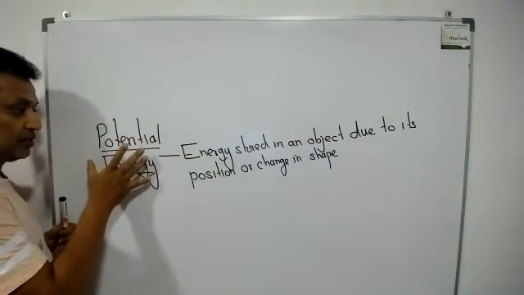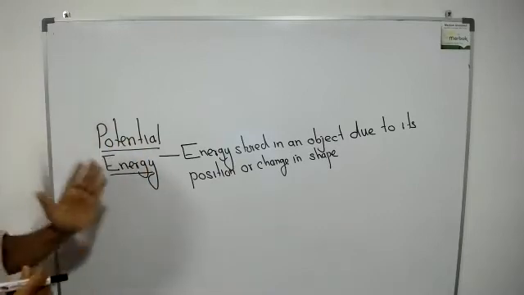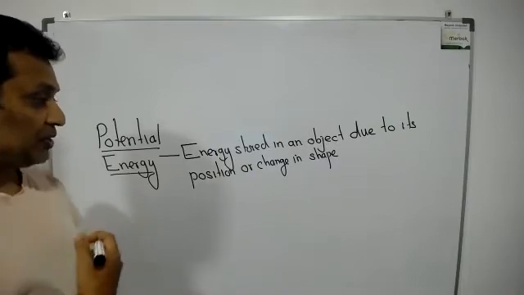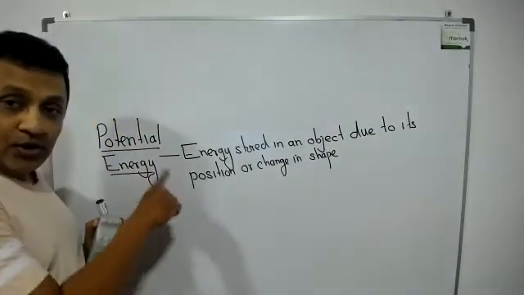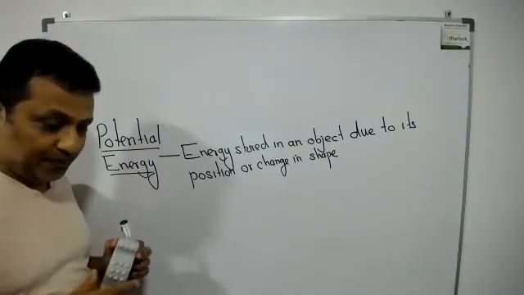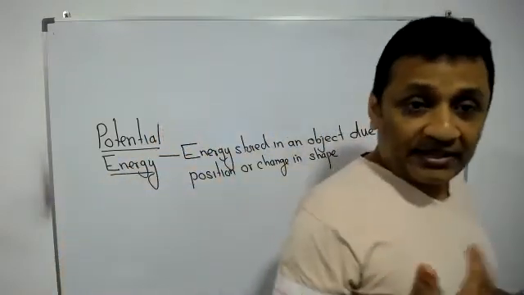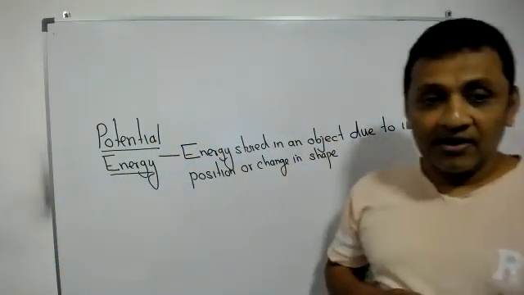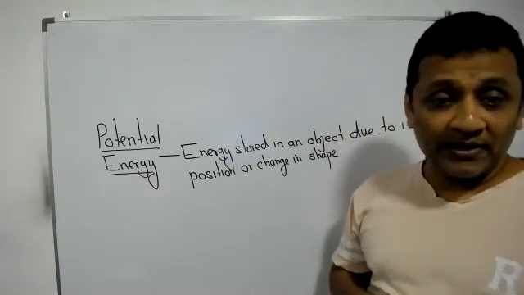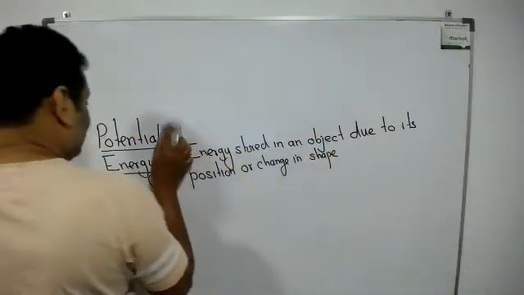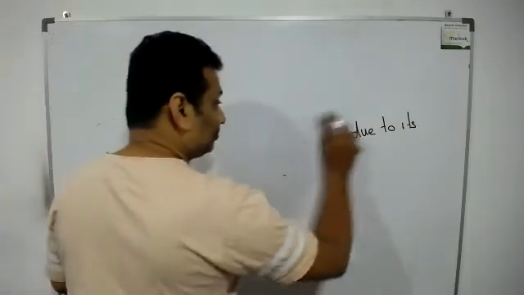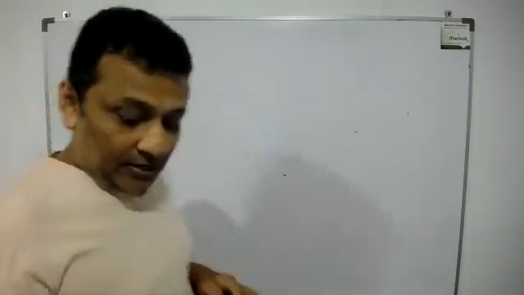Okay, so that is potential energy. Energy stored in an object due to its position or change in shape. Are you already given this definition in the tute you have been provided? Yes. So no need to copy it, right? Here, in the potential energy, there are two types of potential energy.